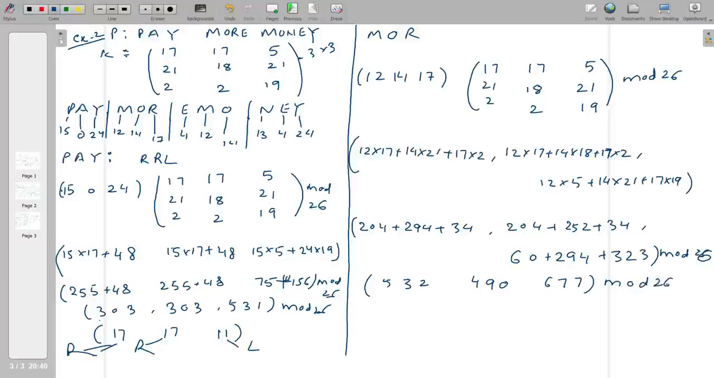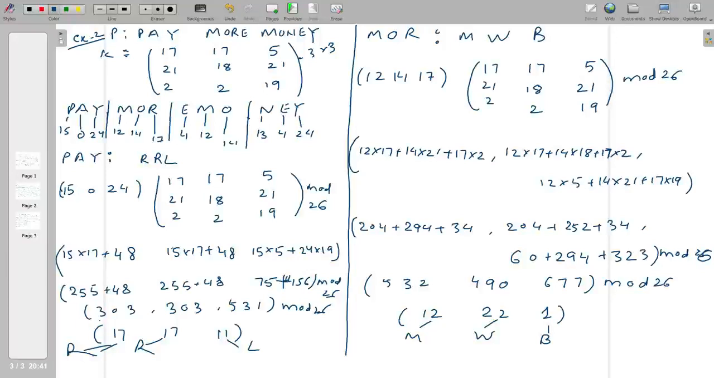So when we divide 532 with 26, the remainder is 12. Similarly, when we divide 490 with 26, the remainder is 22. When we divide 677 with 26, the remainder is going to be 1. So this is M, this is W, and this is B. So the cipher text for MOR is M, W, and B.